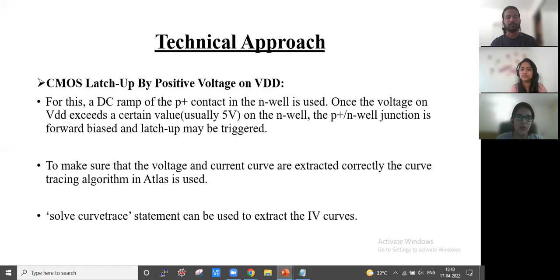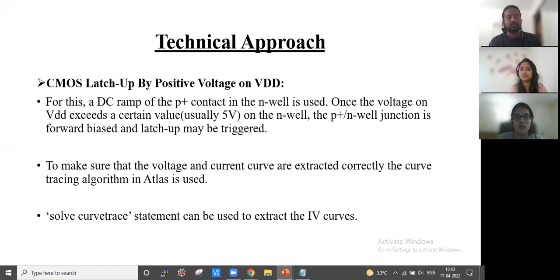So now moving on to the technical approach, we would like to discuss a topic that is CMOS latch-up by positive voltage on VDD. So in this, a DC ramp of P plus contact in N-well is used. So once the voltage on the VDD exceeds a certain value, that we usually keep as 5 volt, the N-well, P plus well junction is forward biased and latch-up may be triggered.